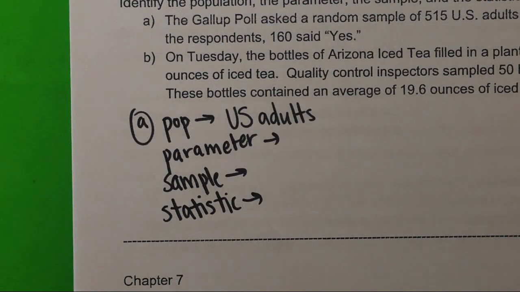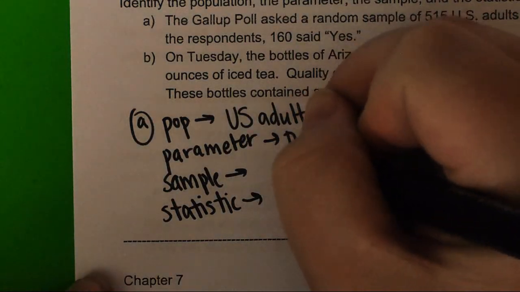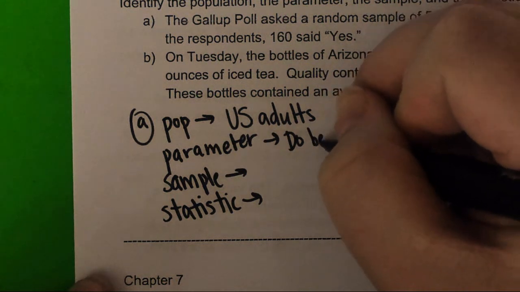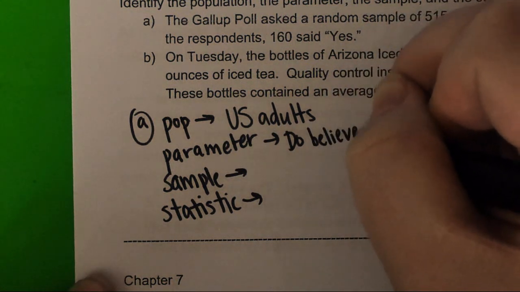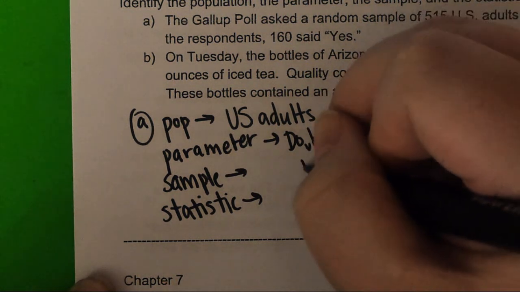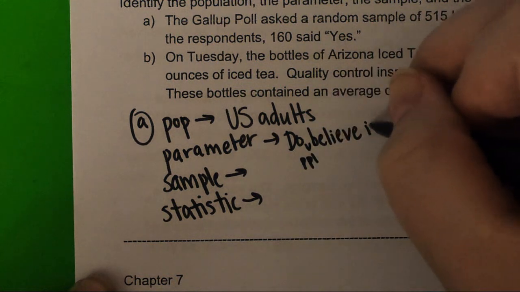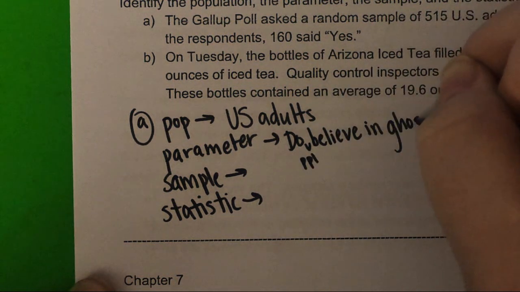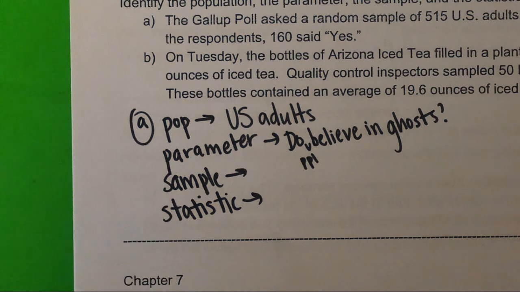Okay, the parameter is the number we would like to figure out for the population. So what are we trying to learn? What is our question? So that's exactly what I'm going to put. Do people believe in ghosts? Because we would like a percentage, like 80% of people believe in ghosts. That's what we would like to learn.